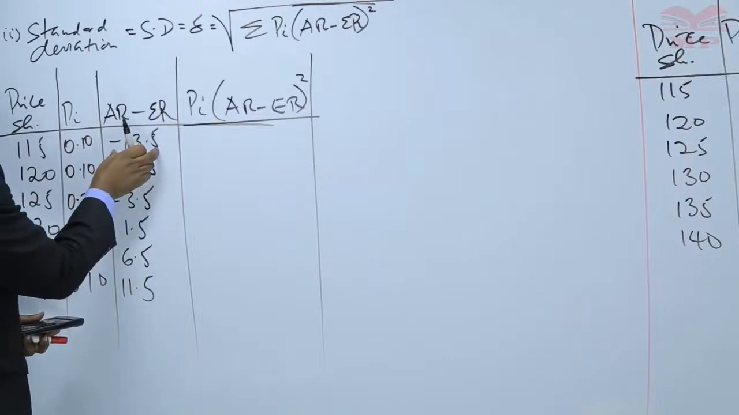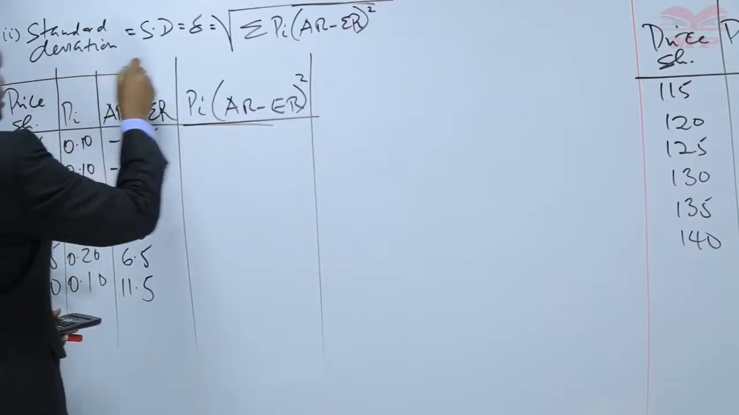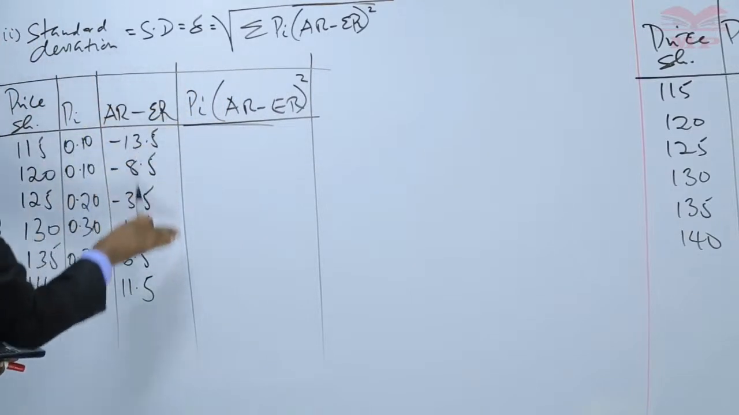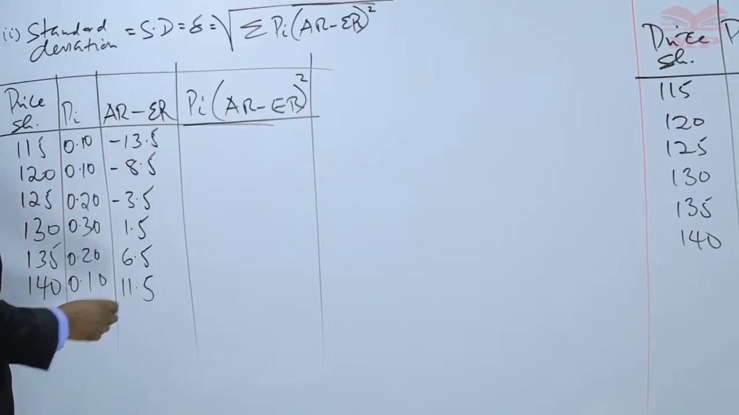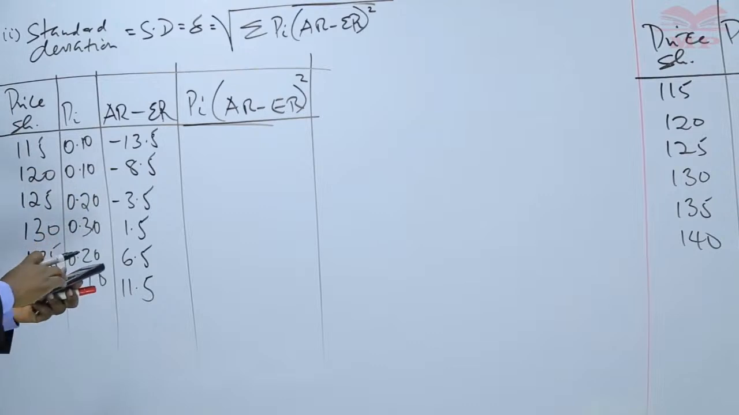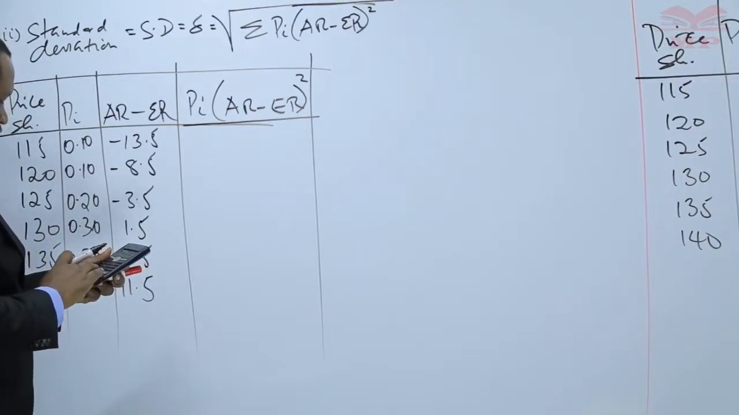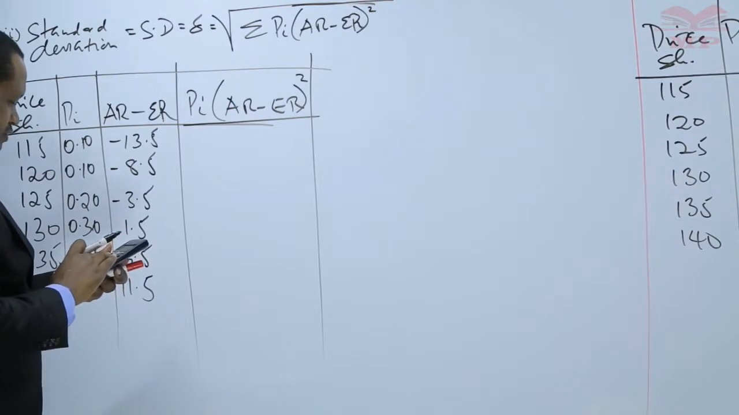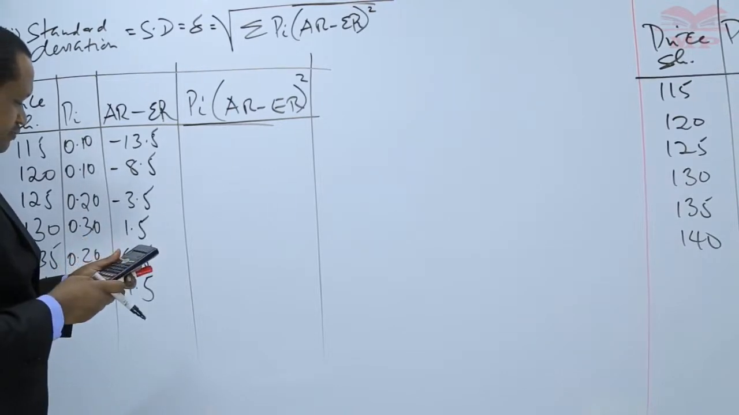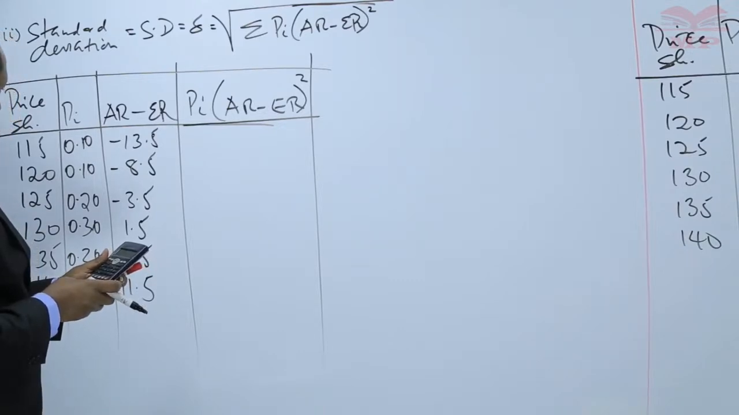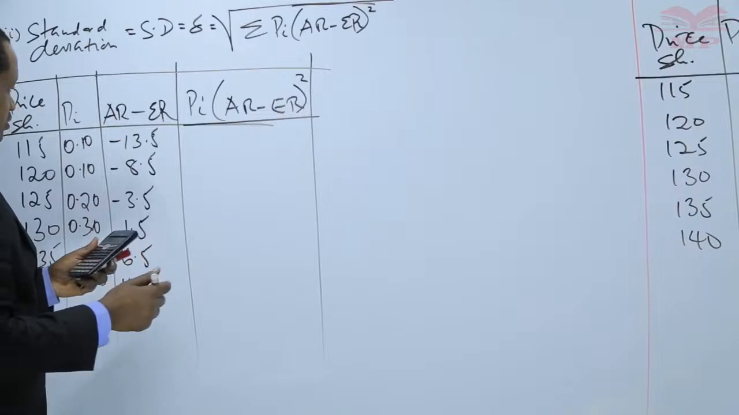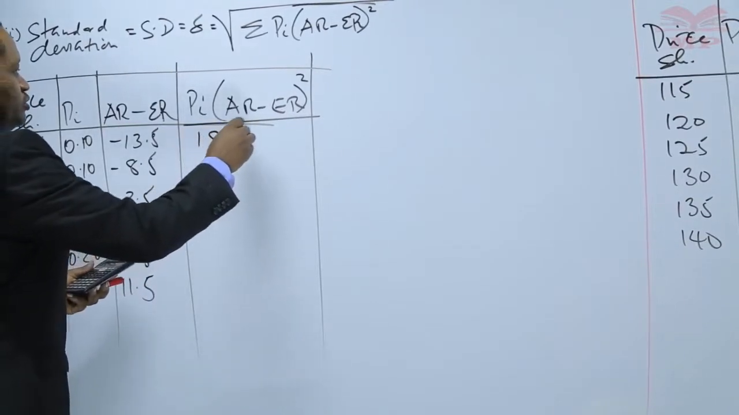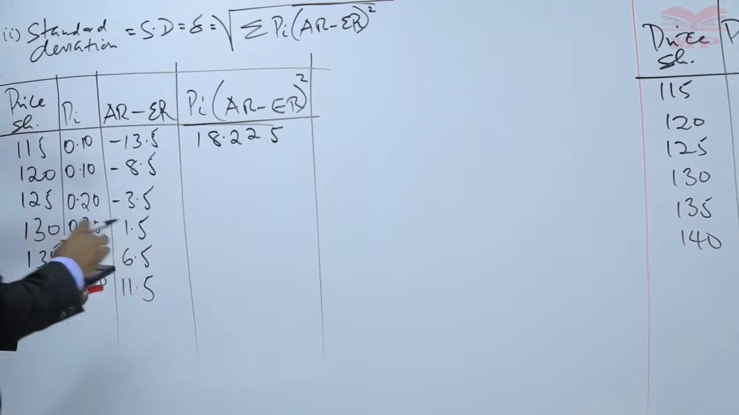So we will square the deviation, then multiply by the probability. These are deviations because we are getting the difference between the actual and the expected. This is the expected return. So we will square 13.5 squared times 0.1. This is equal to 18.225.